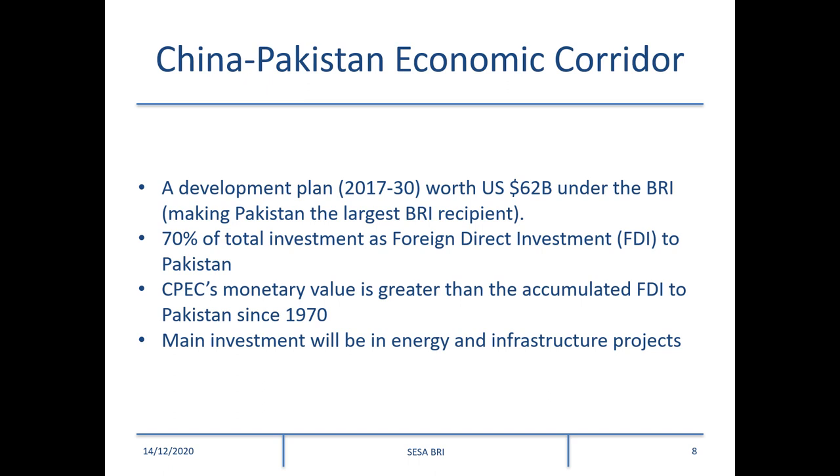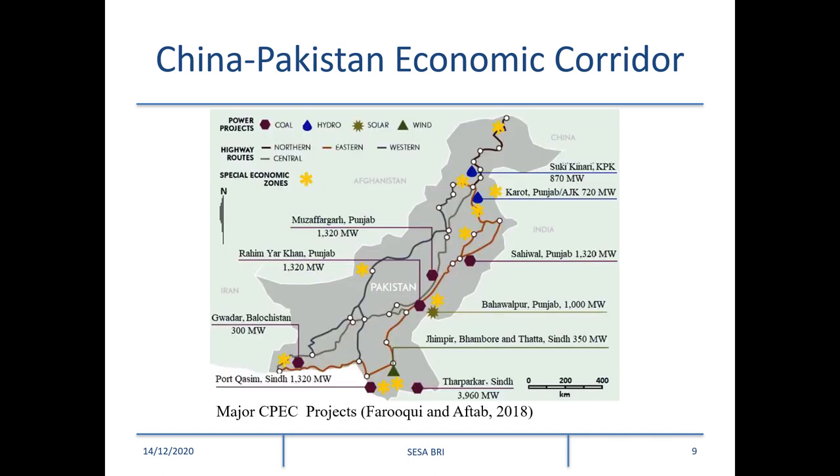The BRI initiative in Pakistan is implemented through the China-Pakistan Economic Corridor, CPEC. It's a development plan worth $62 billion, and this equates to 70% of total investment as foreign direct investment to Pakistan. The monetary value of this initiative is greater than the accumulated foreign direct investment to the country since 1970. The main investments are in infrastructure and energy projects, as you can see on this map.